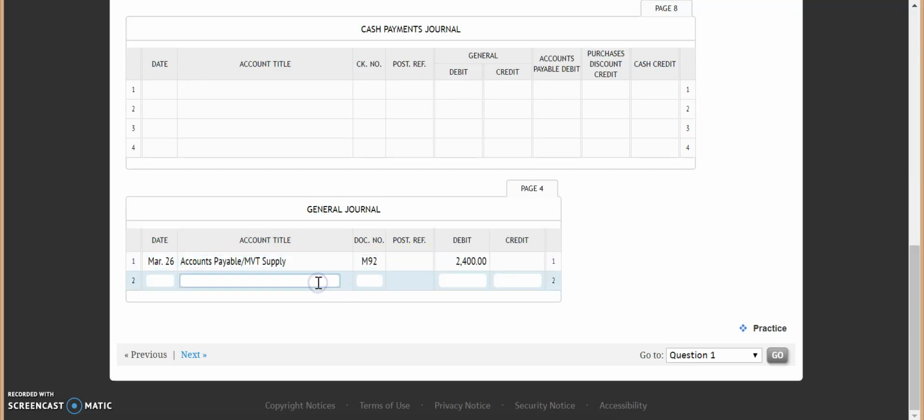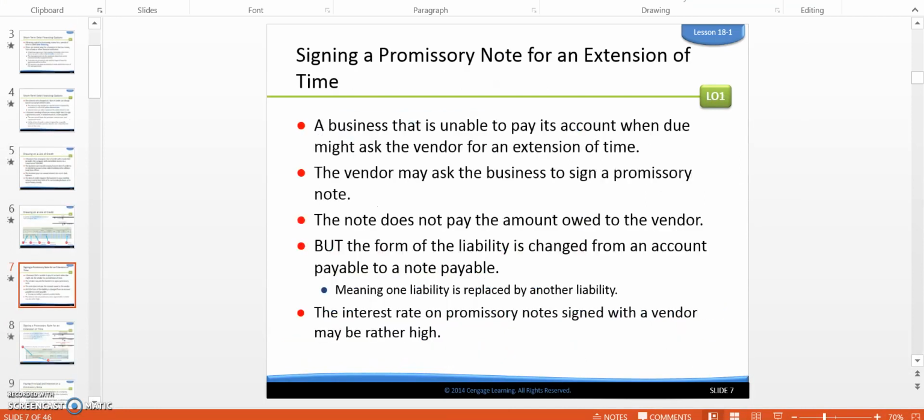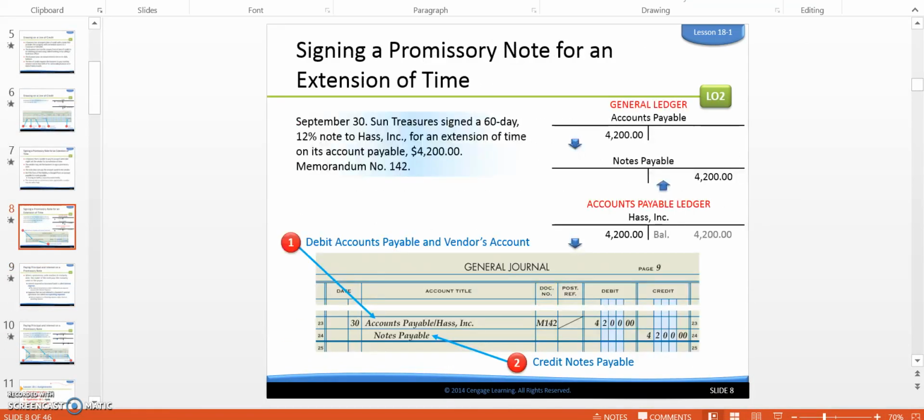Then the account that's getting credited is our notes payable. So remember, we're taking it out of accounts payable and putting it into our notes payable account. So that one is the one that's going to be credited. Just switching one liability for another liability. Again, if you need to see what that looks like, go back to the PowerPoint, and it is the one on slide number 8, signing a promissory note for an extension of time.